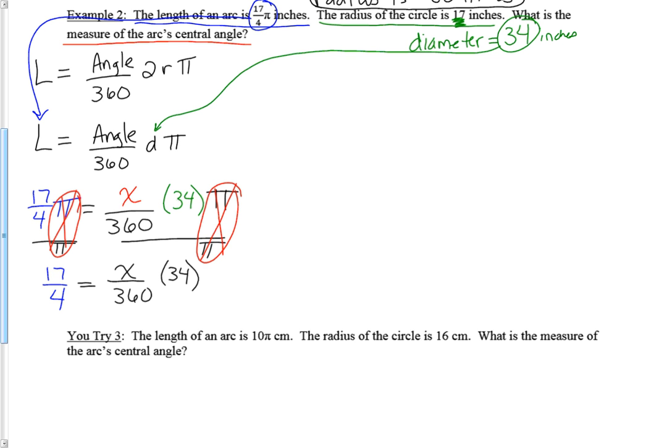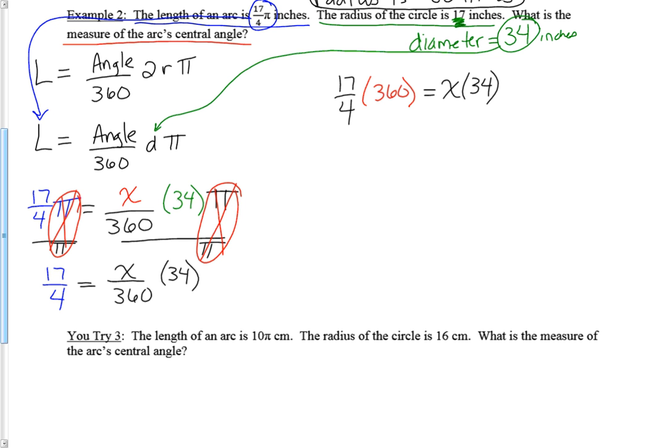And again, the next step that we did in our previous example was multiply both sides by 360. So I'm going to go ahead and do that as well. So I'm going to have 17 over 4, and I'm going to multiply that by 360. And that's going to be equal to x times 34. You can also write that as 34x.